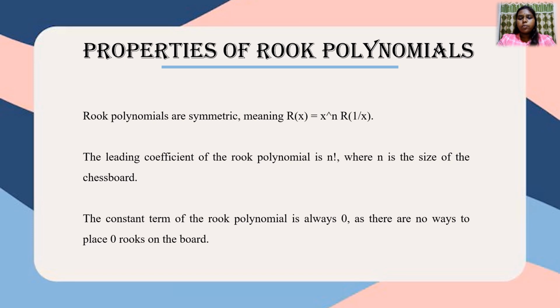Properties of Rook polynomials. Rook polynomials are symmetric, meaning r(x) is equal to x^n times r(1/x). The leading coefficient of the Rook polynomial is n factorial, where n is the size of the chessboard. The constant term of the Rook polynomial is always 0, as there are no ways to place 0 rooks on the board.